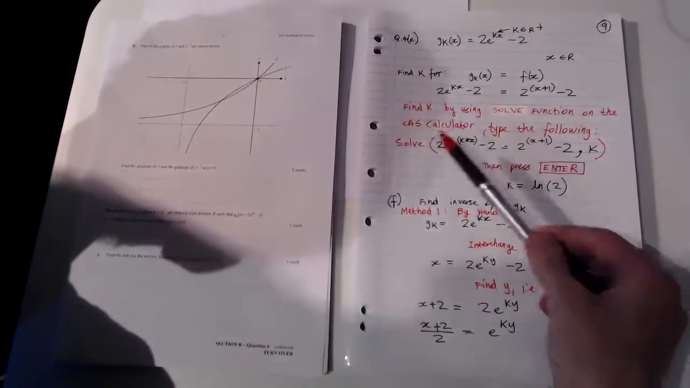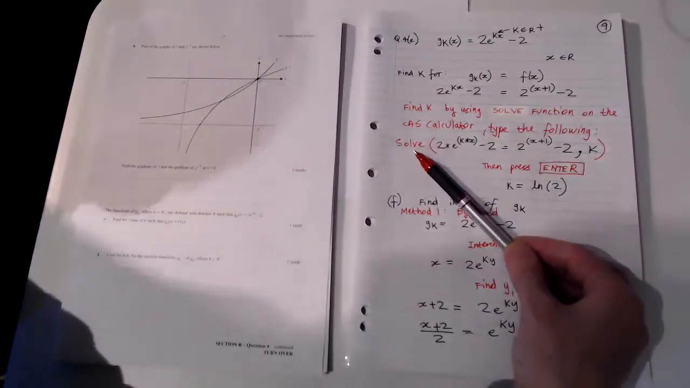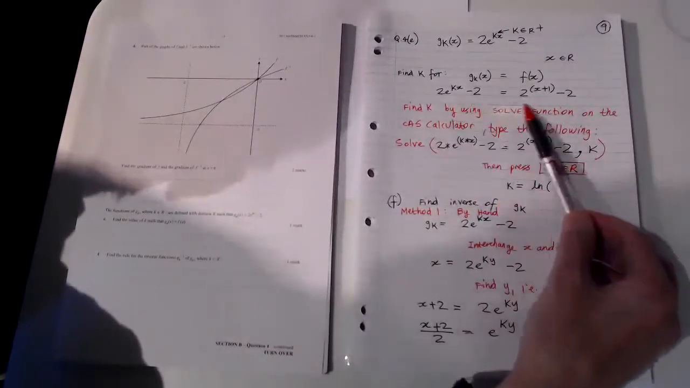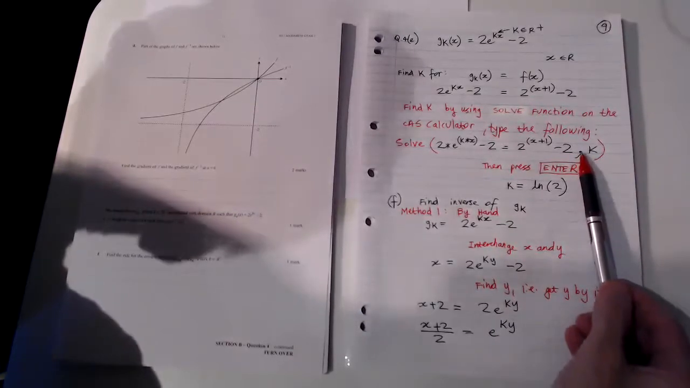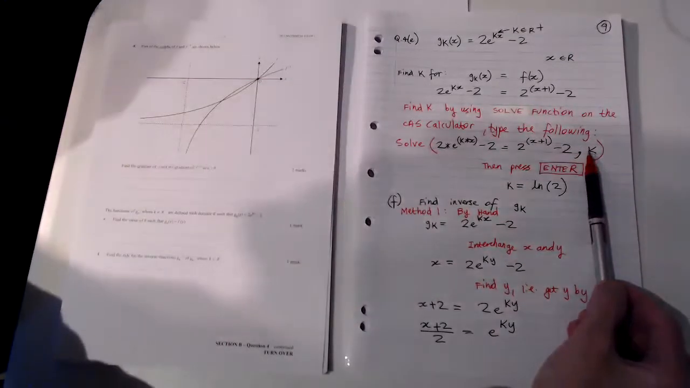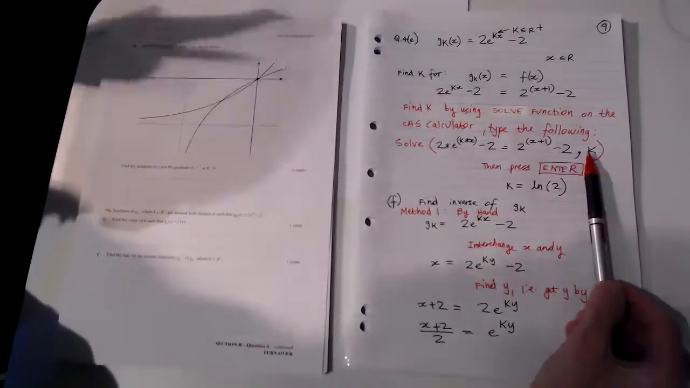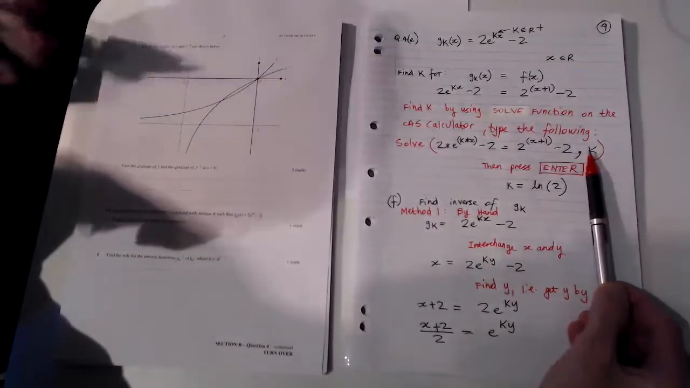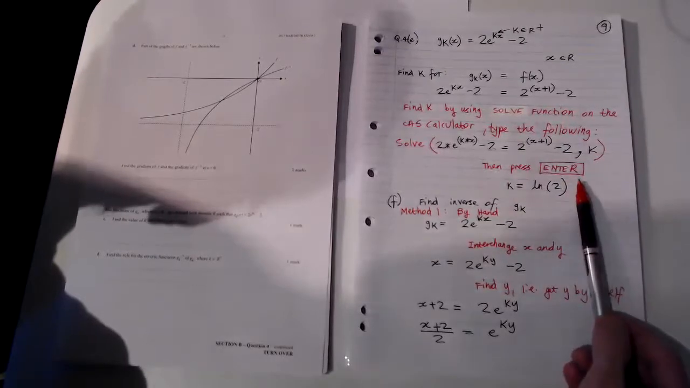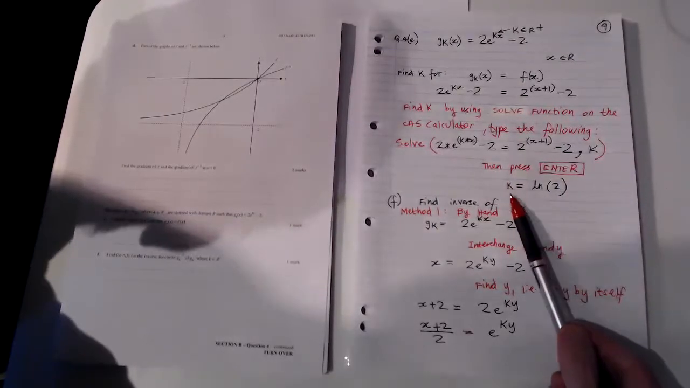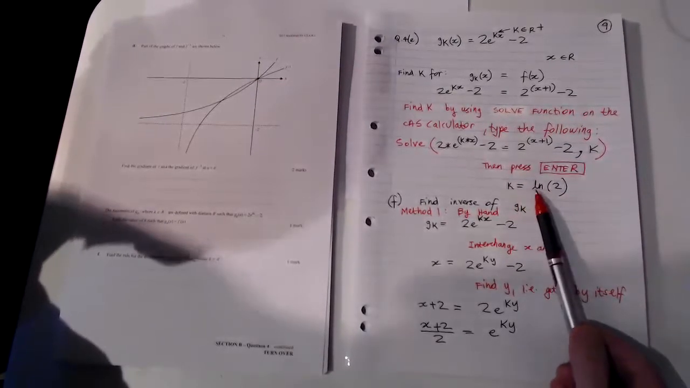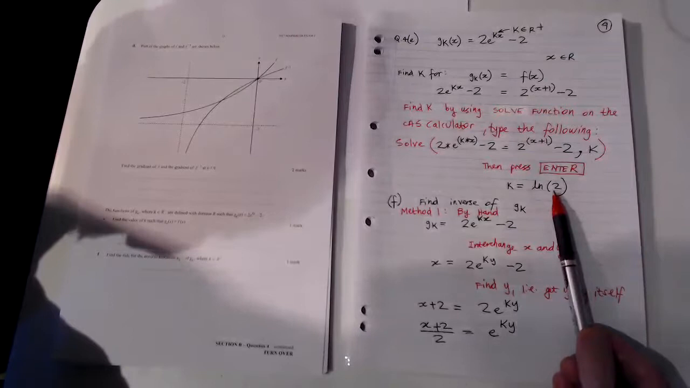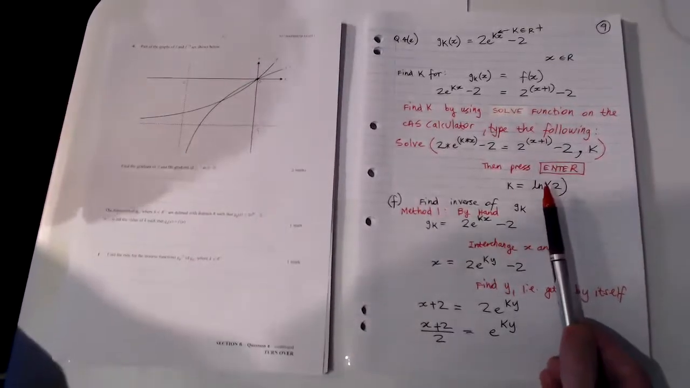So you just go to your solve function on the CAS calculator, type in all of that, which I did in black here, and put in comma k to tell the CAS calculator, okay, find me what k is, then press enter, and the CAS calculator will give you k equals ln 2. That is, k equals log base e of 2.